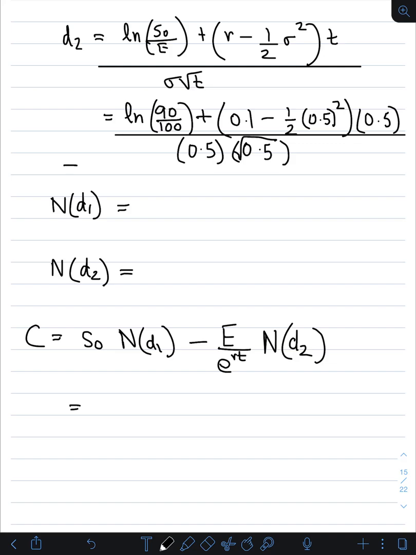So if we do those calculations, we get this value of minus 0.33. Okay. So basically we have to find out what's the value of the normal distribution at those two, D1 and D2. So N of D1 is N at 0.02. N of D2 is N at minus 0.33.